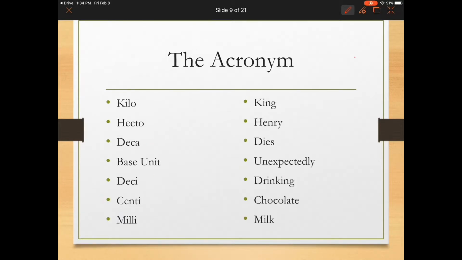So now there's a little acronym that we can use to go along with this that will help you remember the order of these prefixes. It's King Henry dies unexpectedly drinking chocolate milk. King stands for kilo, Henry hecto, dies deca, unexpectedly is the base unit, drinking deci, chocolate centi, and milk is milli. I give you this acronym because I know for me personally, having an acronym helps me remember things, and this is something that will hopefully help you remember the order.